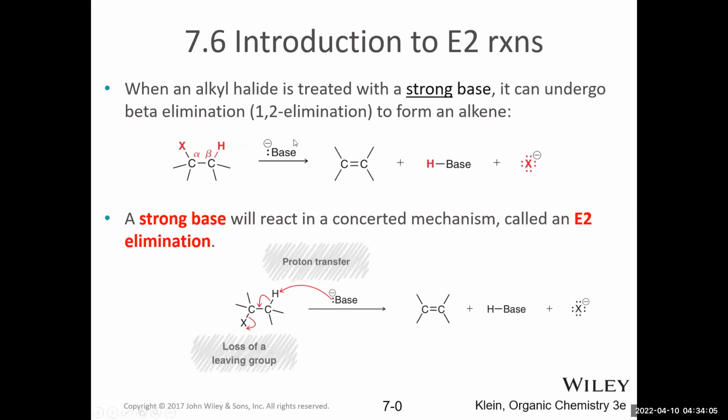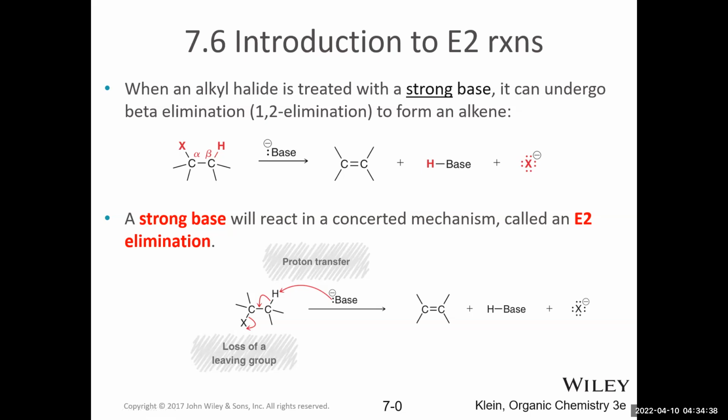So the strong base can take a proton or do a proton transfer on the beta carbon. The beta carbon is a carbon attached to the alpha carbon, and the alpha carbon is the carbon attached to the leaving group. So the strong base can do a proton transfer from the hydrogen attached to the beta carbon. The electrons from that carbon-hydrogen bond will flow down to form a double bond between the two carbons and will have simultaneous loss of a leaving group.